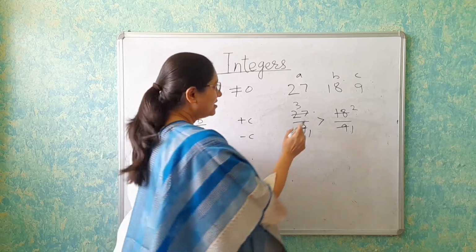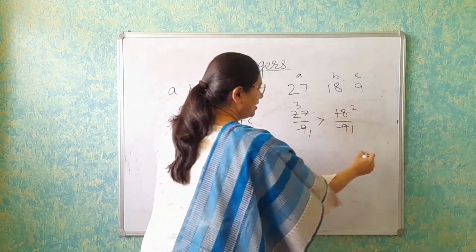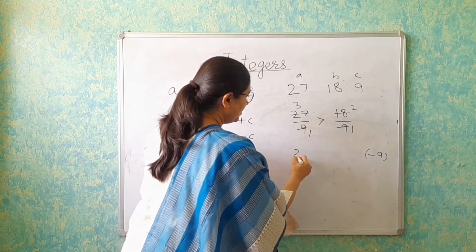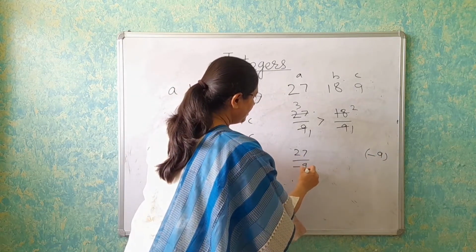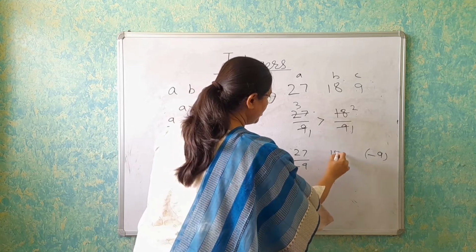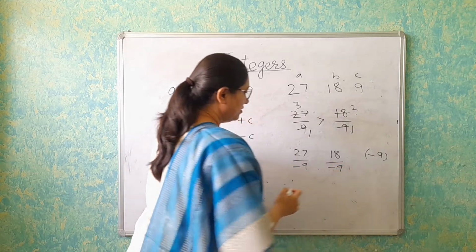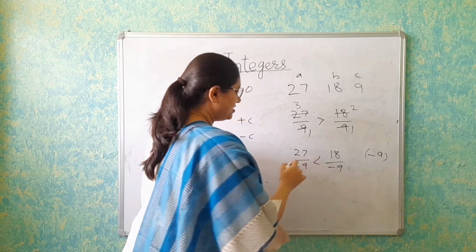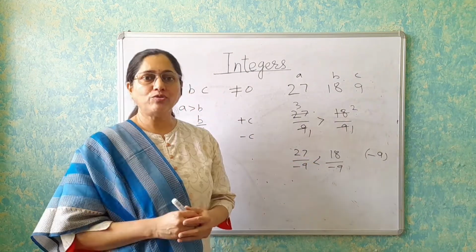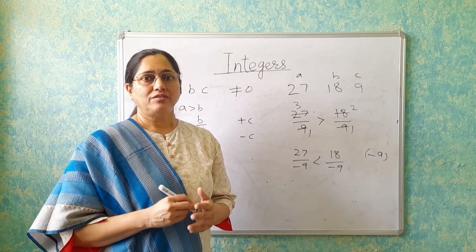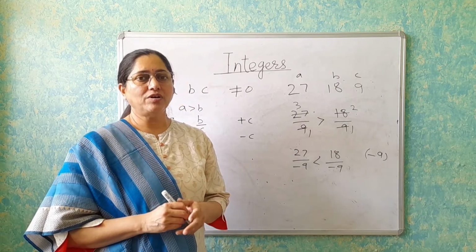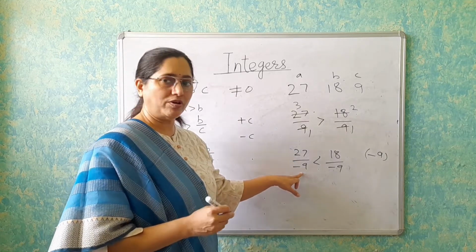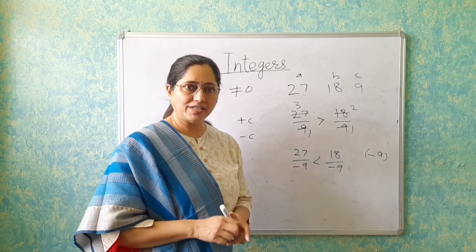In second case, if 9 is a negative integer, suppose this is minus 9. First one will be 27 upon minus 9 and second 18 upon minus 9. So 18 upon minus 9 is greater than 27 upon minus 9. I hope you know that the numbers on the left hand side of the 0 are getting smaller. So 27 upon minus 9 is smaller than 18 upon minus 9.